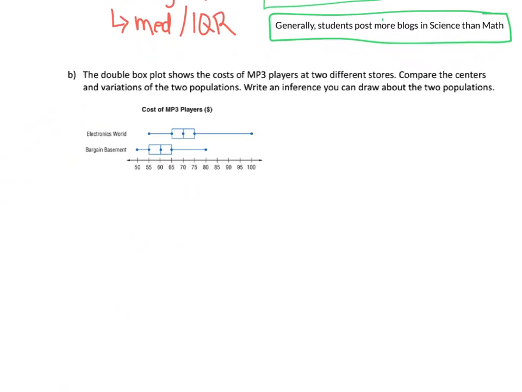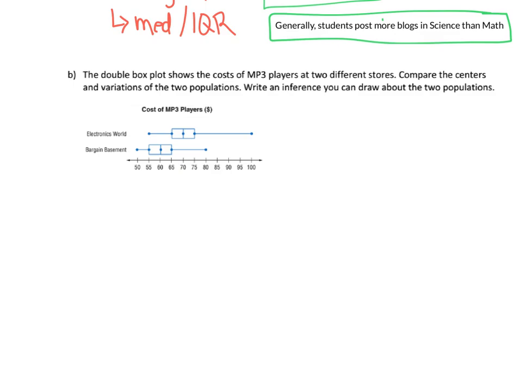The double box plot shows the cost of MP3 players at two different stores. Compare the centers and variations of the two populations. Write an inference you can draw about the populations. So we need to look at the shape of the distributions. The shapes, neither of them are symmetric. Bargain basement's close, but it's still not symmetric.